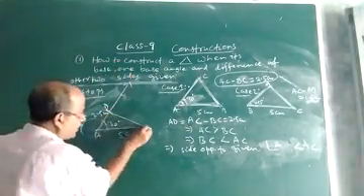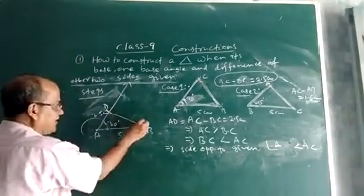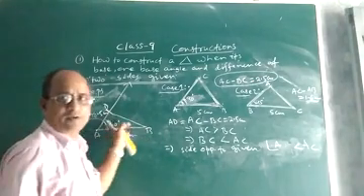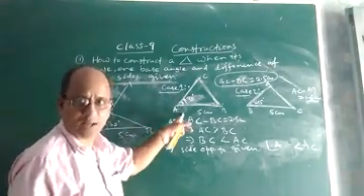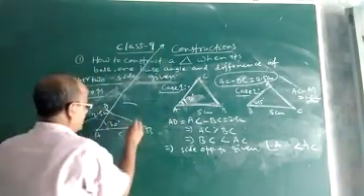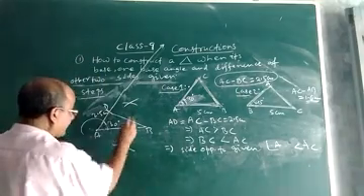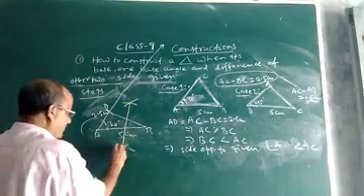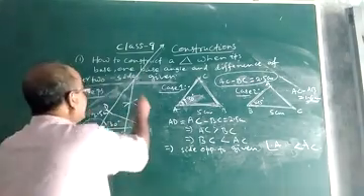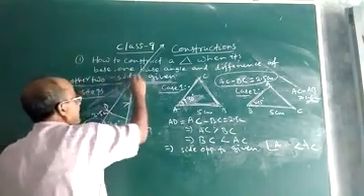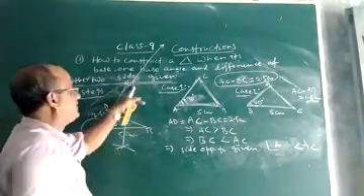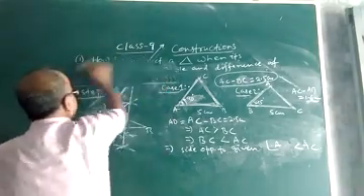Now it is very simple. The next step is you join BD, and draw the perpendicular bisector of BD. See, I am drawing the perpendicular bisector. Suppose this is my perpendicular bisector of BD. Now you produce it. If you produce the perpendicular bisector, it will intersect this ray at some point. Name it C.